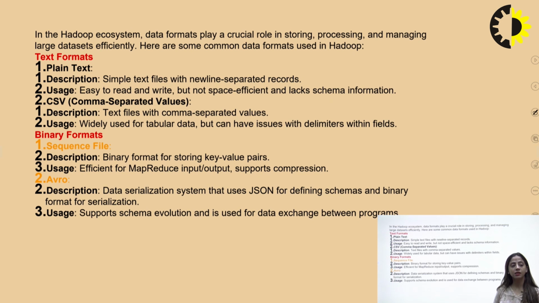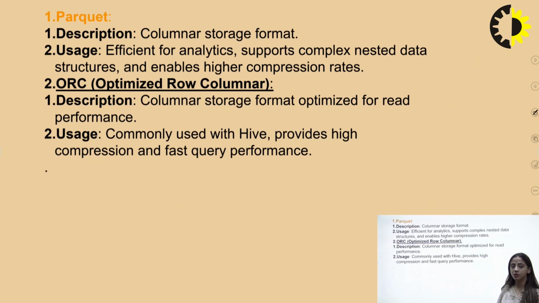Binary format has a sequence file. Description: binary format for storing key value pairs. Usage: efficient for MapReduce input output, supports compression. Avro, description: data serialization system that uses JSON for defining schemas and binary format for serialization. Usage of Avro is that it supports schema evolution and is used for data exchange between programs.